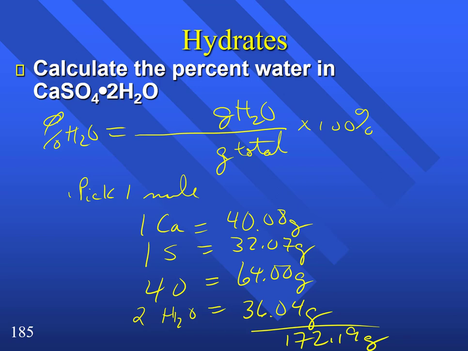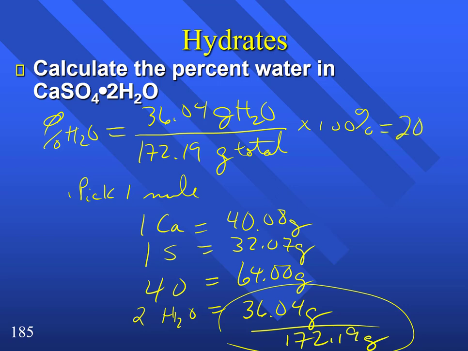And those are the numbers I need for my percent. Those two numbers: 36.04 grams of water out of 172.19 grams. And that works out to be 20.93%. Four sig figs on my 36.04, five on my 172.19.